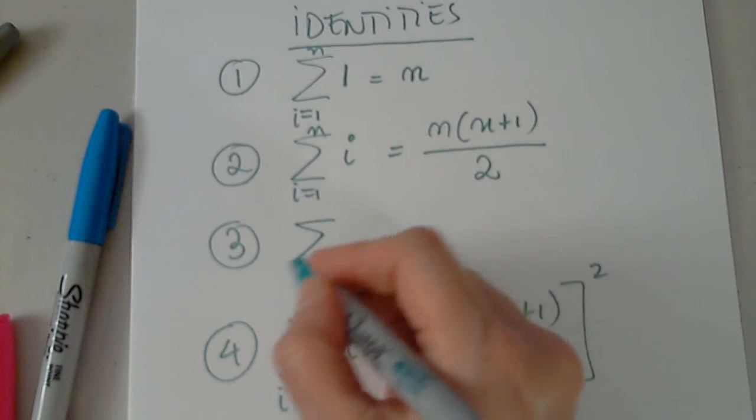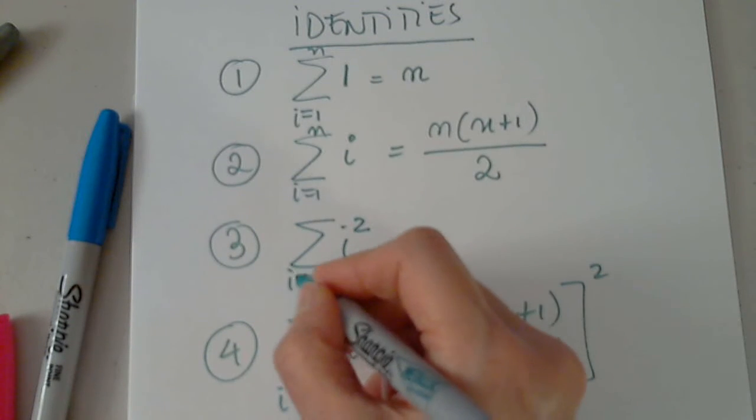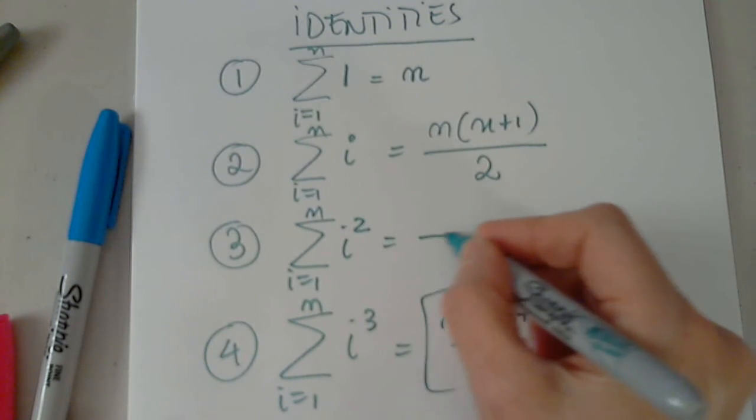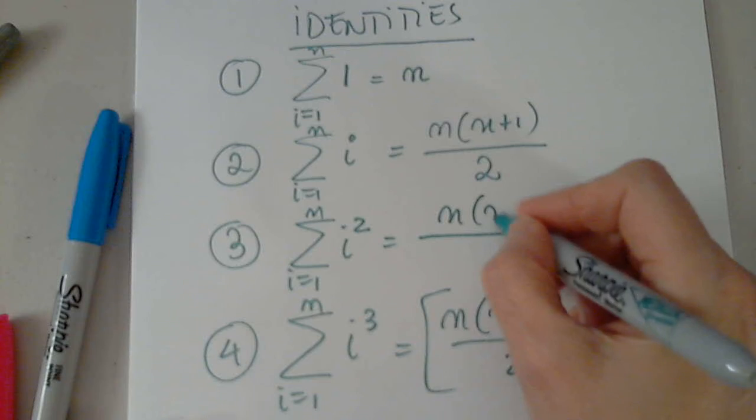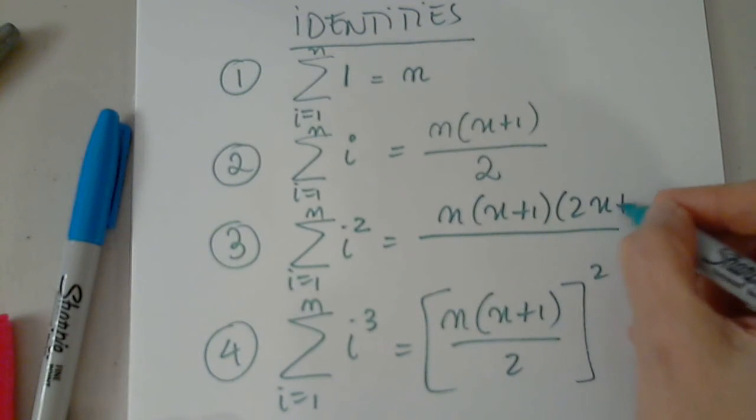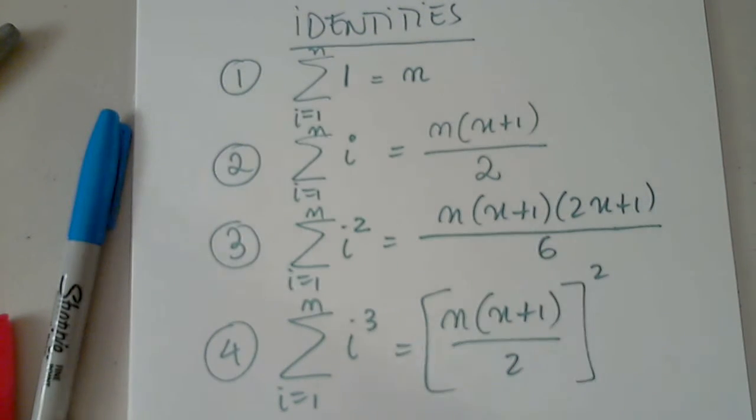And the last one, of course, is the sum of i squared, i equals 1 through n, which is n(n plus 1)(2n plus 1) over 6. I'm more than willing to show you, if you want, how to prove any of this using mathematical induction.